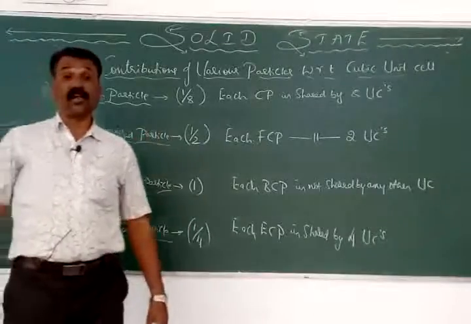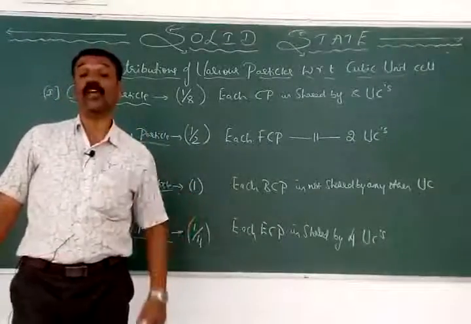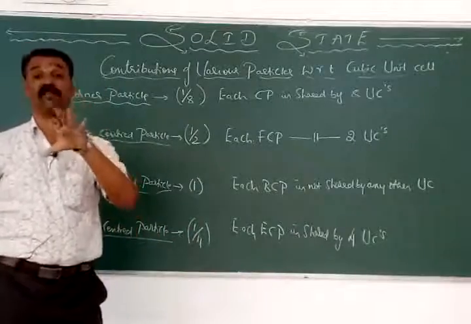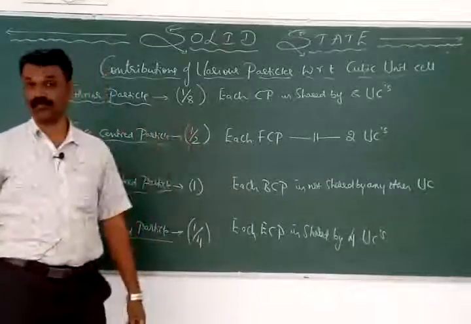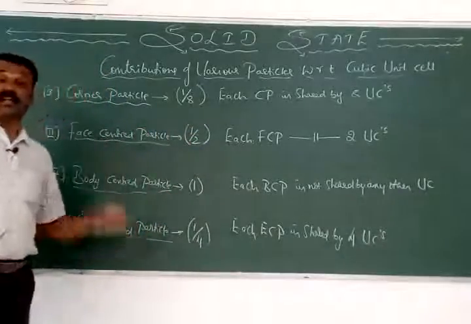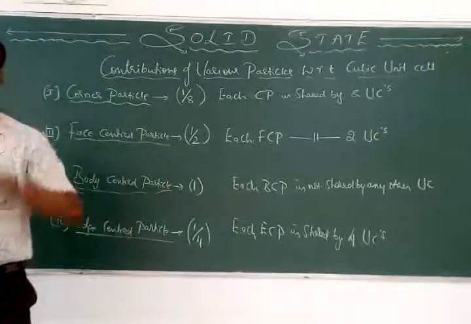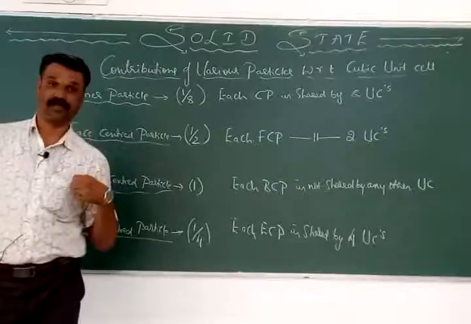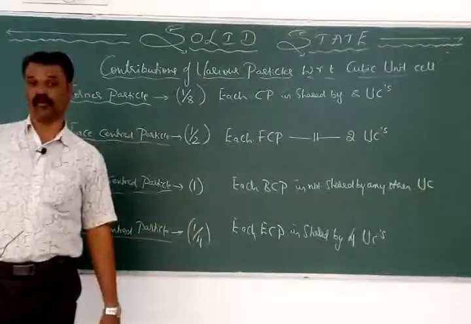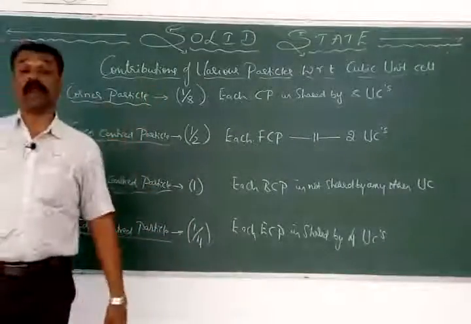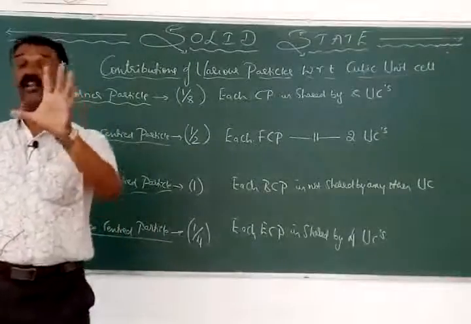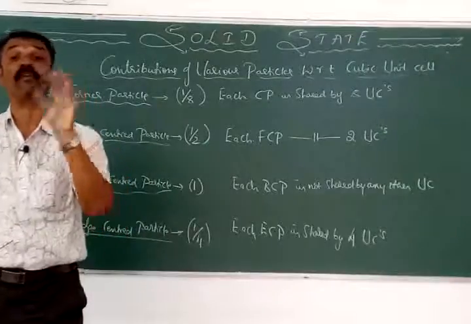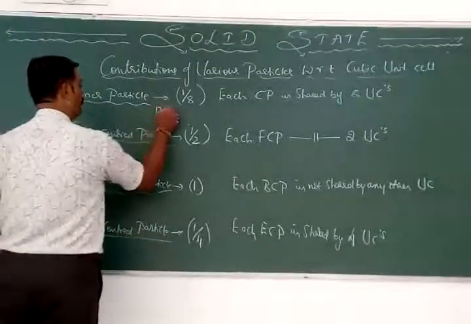Each face centered particle is shared equally by 2 neighboring unit cells. Therefore, its contribution is actually 50%, and 50% is called 1 by 2. Each edge centered particle is shared by 4 unit cells, therefore the individual contribution is just 25%, and 25% means 1 by 4. Whereas each corner particle is equally shared by 8 unit cells. Therefore, the individual contribution is 12.5%.